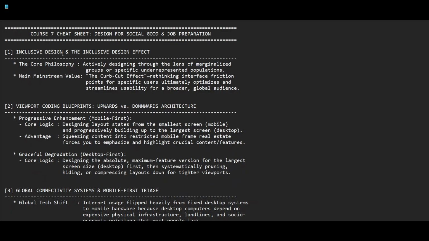So yeah, the core seven notes: designed for social good and job preparation. Oh my God, so much. The first is inclusive design and the inclusive design effect. The core philosophy: actively designing through the lens of marginalized groups or specific underrepresented populations.